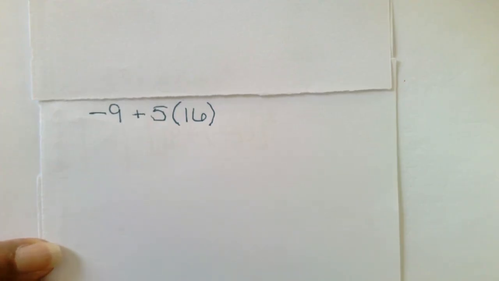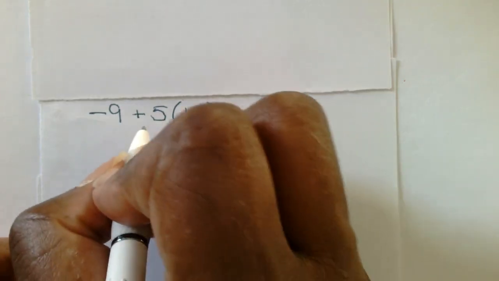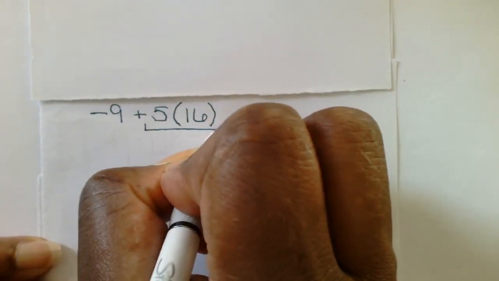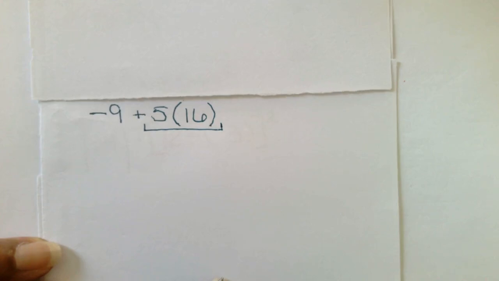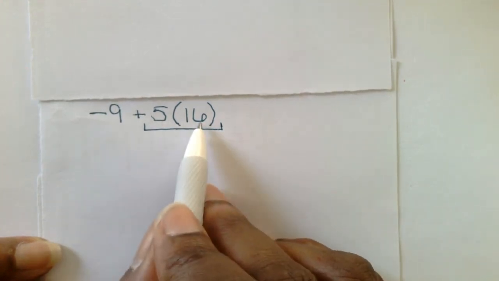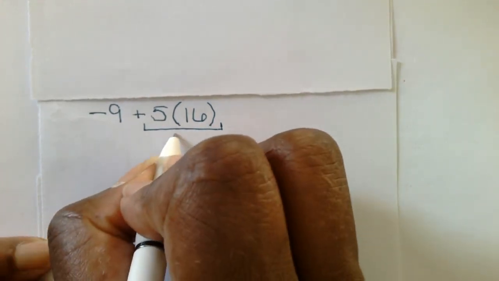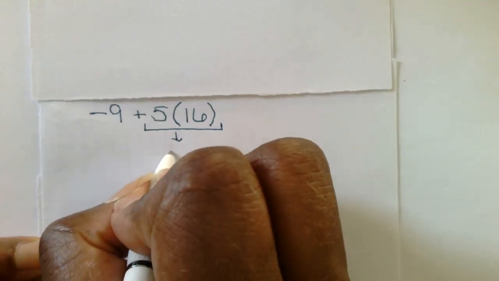Okay, so yes, we're going to multiply. Queen pin. Good. Brenda, multiply. Beautiful. This is what I like to see. Okay, so we're multiplying the 5 and the 16. So that gives me 80.